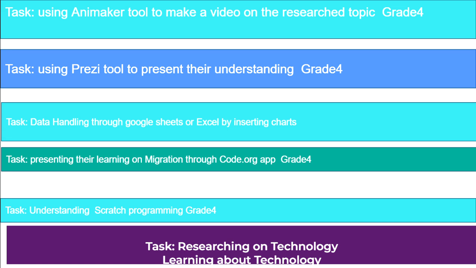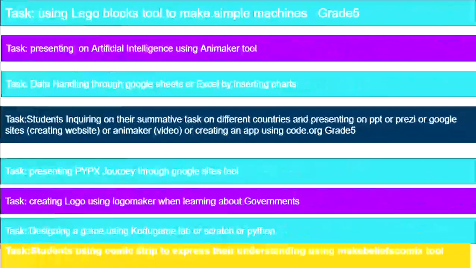They can also research on technology, and they can learn about technology in grade 4, like artificial intelligence, what is the use of robotics, and what is the use of this, migration, why do people migrate. So everything they'll be learning by researching on the technology.